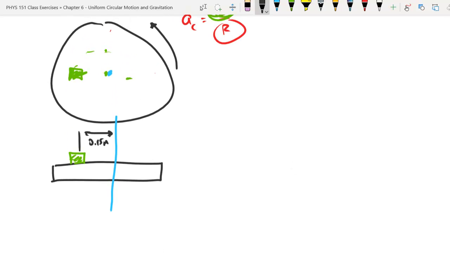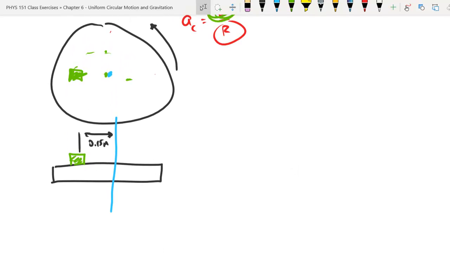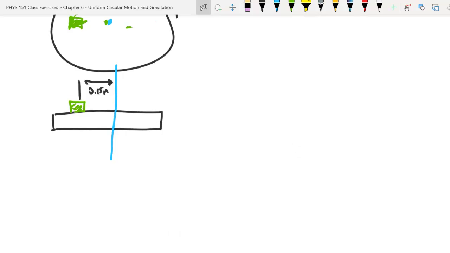So this is the same thing as, well, actually, we'll come back to that in a minute. So part A wants us to find the coefficient of static friction. There's a part B, but let's focus on part A. So we talked about it already.